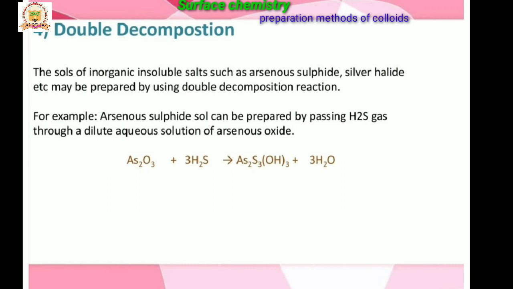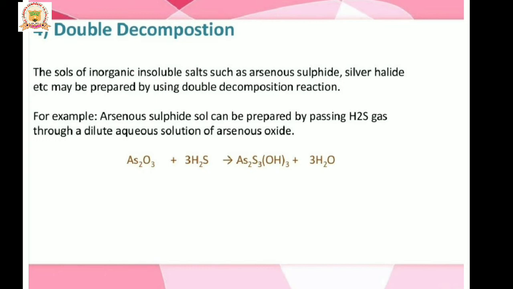Arsenic sulfide, As2S3, can be prepared by passing H2S gas through a dilute aqueous solution of arsenic oxide. If arsenic oxide, As2O3, is treated with 3H2S, it will give As2S3. Please make a correction: this is As2S3. Then the byproduct is 3H2O, because here the decomposition process takes place, the exchange of ions takes place, and the water content gets removed.